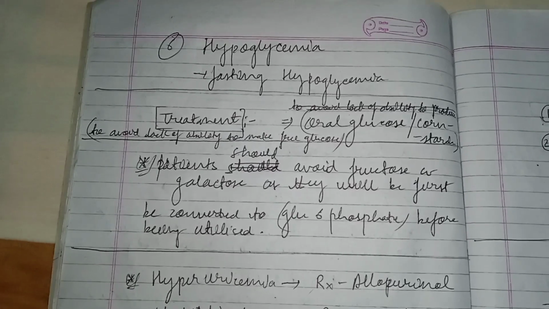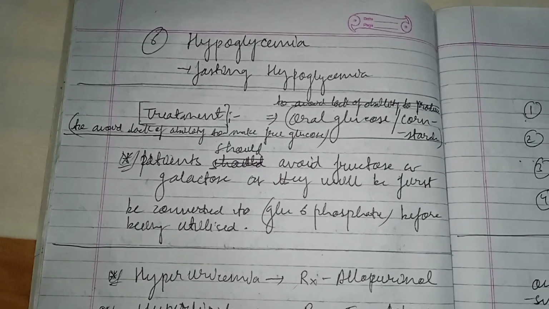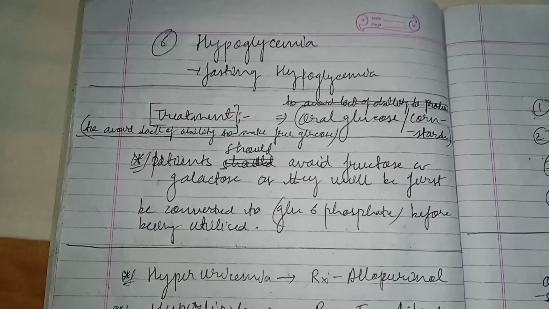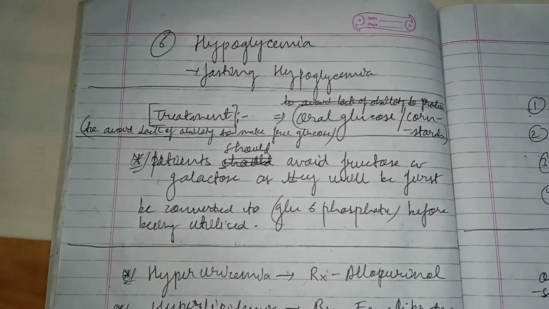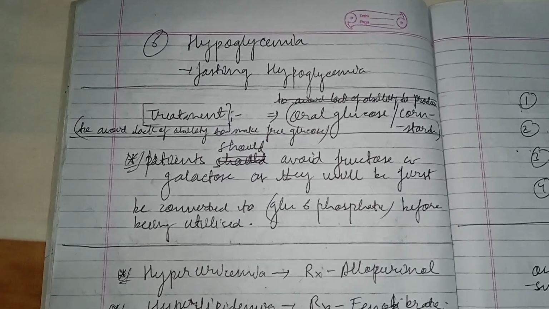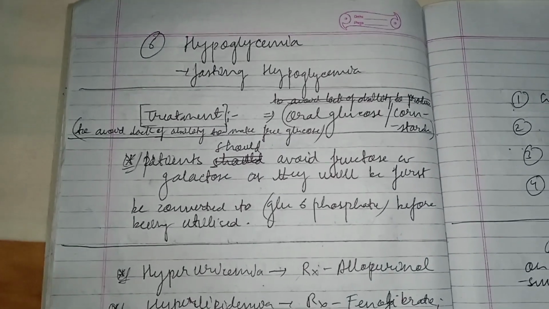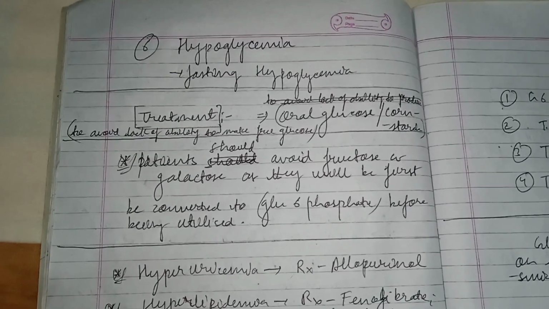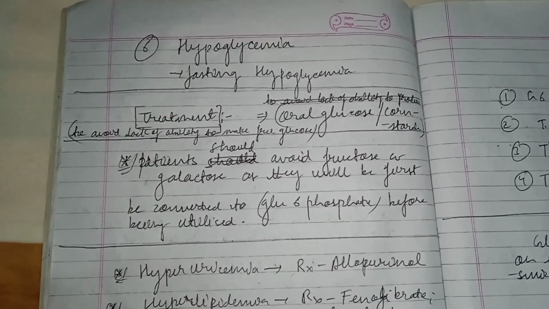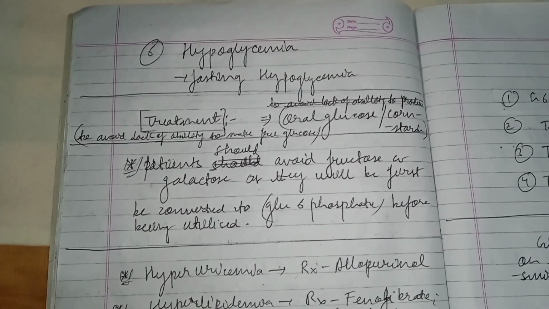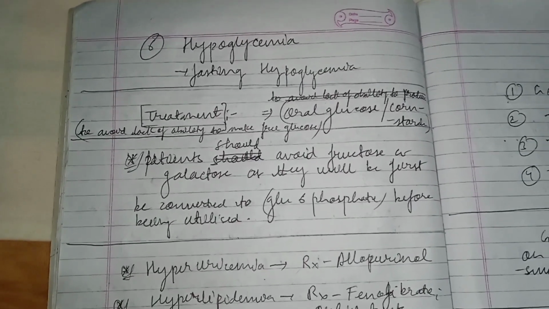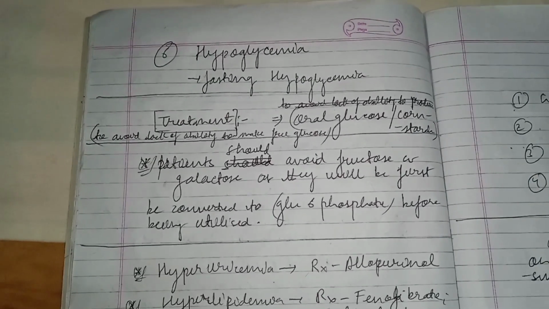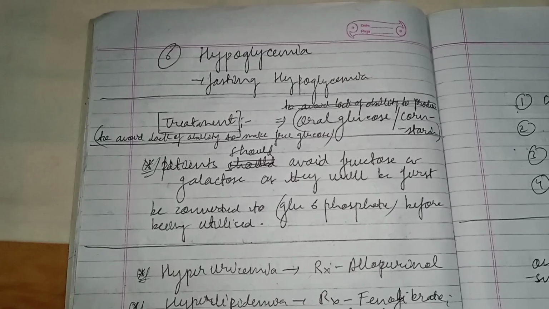Now let's look at the treatment. Oral glucose or cornstarch can be given to avoid the lack of ability to make free glucose. Patients should avoid fructose and galactose, as they will first be converted to glucose 6 phosphate before being utilized. And we know that due to lack of glucose 6 phosphatase, this compound can't be degraded further. So please keep in mind that patients should avoid fructose and galactose.